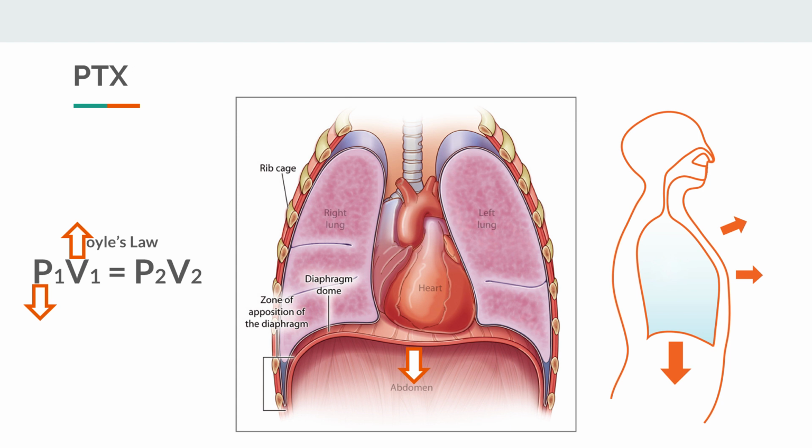So by increasing volume of the thoracic cavity, we create a negative pressure within the thoracic cavity. This is how inhalation works and how the lungs are able to draw in air. And here are a couple more illustrations of how this works.